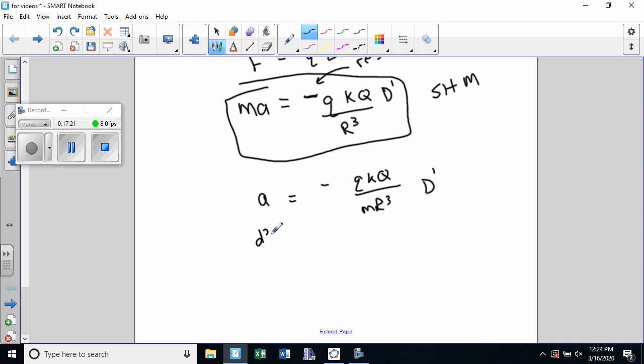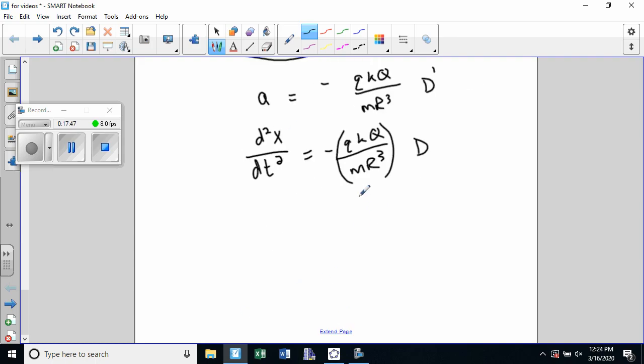So this is minus q k Q over m r cubed, d to the first power. But we know acceleration is just the second derivative of position with respect to time, equal to minus q k Q over m r cubed, and again d to the first power. Great. So now, as we did with simple harmonic motion, if I have it in this form, I can find the period that the negative charge is going to oscillate back and forth through the ring. We do that because whatever is in front of the displacement is omega squared. So omega is just the square root of q k Q over m r cubed.